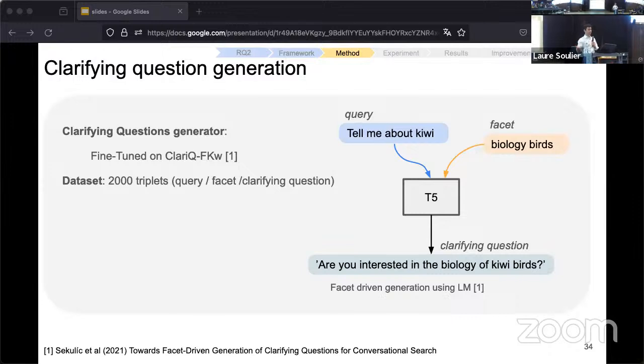So for generating clarifying questions, we rely on the model proposed by Sekulic, which is basically one language model that was trained on a dataset which contains about 2,000 pairs of query facet and clarifying questions. So given a query and a facet, there's a label of clarifying question. The main downside is that we can only generate yes or no questions that are about only one facet.